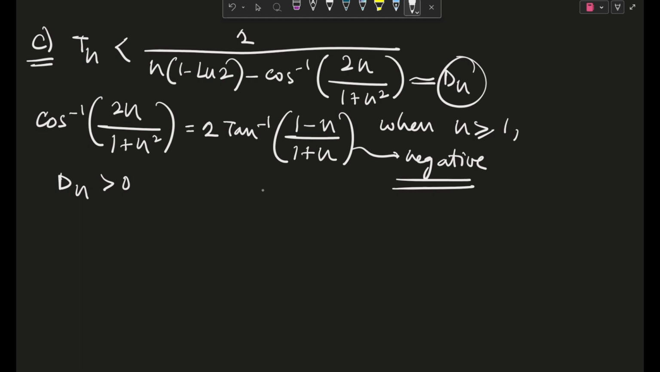So if dn becomes greater than 0, because your cos inverse 2n by 1 plus n square is less than 0, including the minus here, this thing would become greater than 0. And 1 minus ln 2 is obviously greater than 0, and multiplied by n, it is more greater than 0. So you will think that maybe this option is correct, but it is not. You will think in this direction, I know. That's why I found the flaw first and then I'm going into the solution.